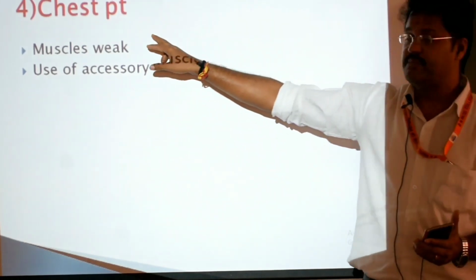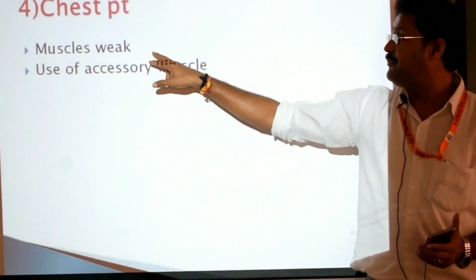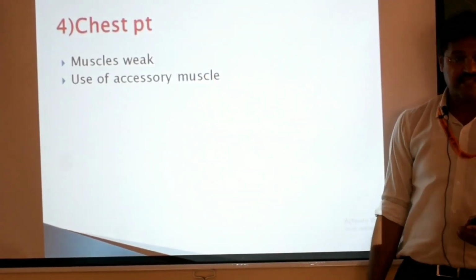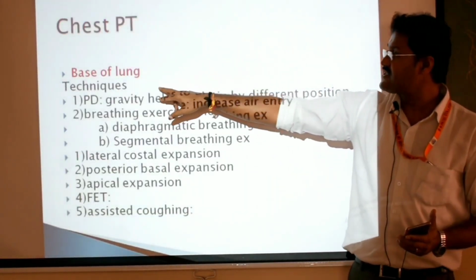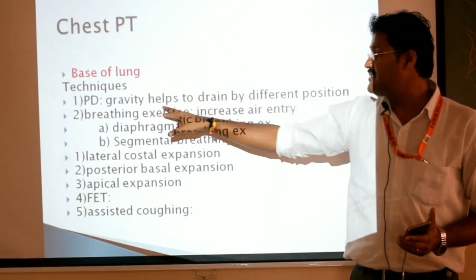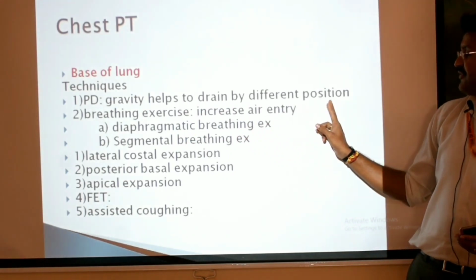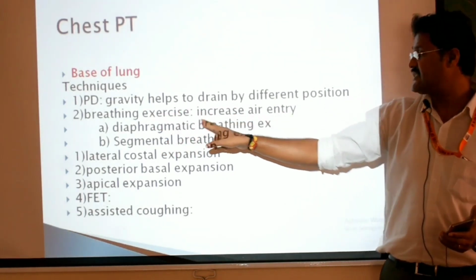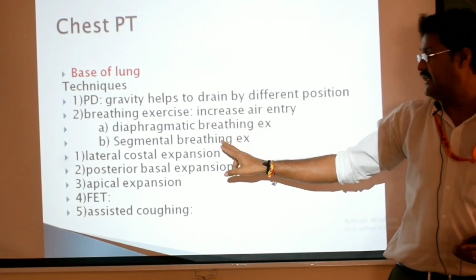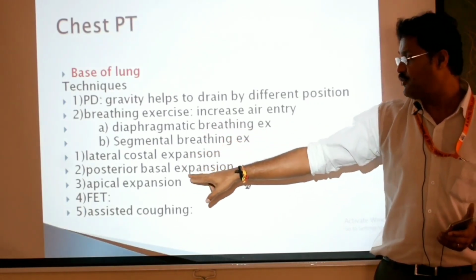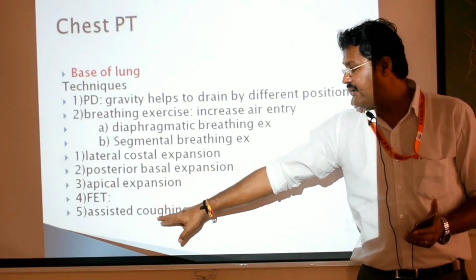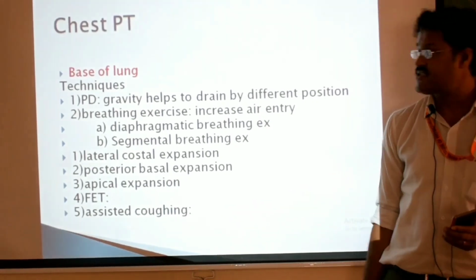Now fourth PT management is chest physiotherapy. If muscles are weak, like the respiratory muscles, use accessory muscles in giving breathing exercise. So now first, for the base of the lungs, some techniques are used for exercise like postural drainage. This is where gravity helps to drain in different positions. Second is breathing exercise, to increase air entry. Diaphragmatic and segmental breathing exercise for lateral costal expansion, posterior basal expansion, apical expansion. FET and assisted coughing are used.